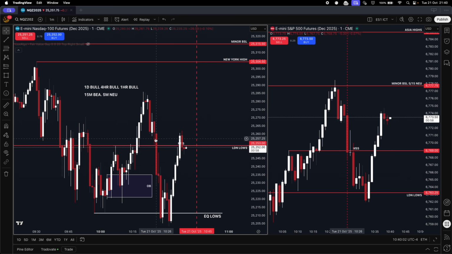Okay, so let's take a look at bias and see what we have as of now. So daily still bullish, okay. The 4 hour is bullish. Hourly time frame is bullish. And on the hourly on ES, we have now taken minor buy side, which has neutralized the hourly to be neutral, okay.